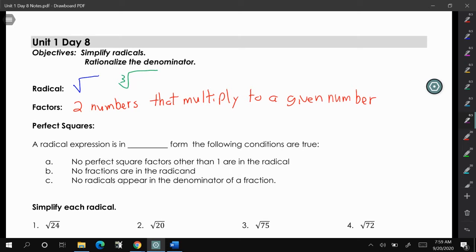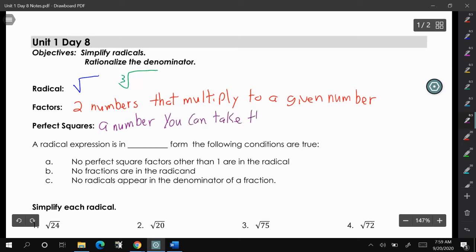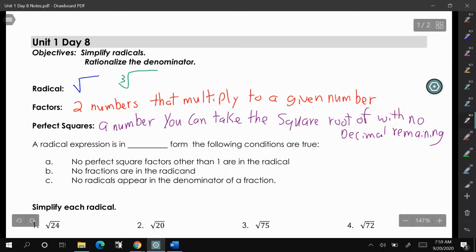A perfect square is a number you can take the square root of with no decimal remaining. So like 10, you can't take the square root of 10 and get a whole number. So 10 is not a perfect square. 16 is a perfect square because the square root of 16 is 4.